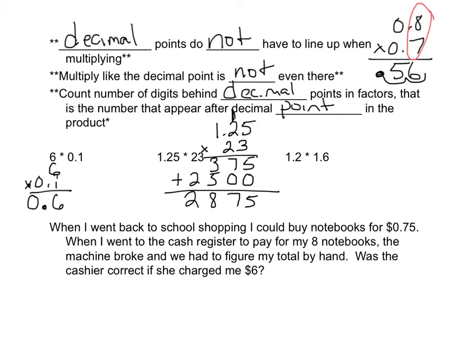But I have to go back and look at my factors and count how many digits behind the decimal point. So here I have 2. Here I have no digits behind the decimal point. So I just need 2. So in my product, 2 digits behind the decimal point puts my decimal point in front of the 75. So my real answer is 28 and 75 hundredths.